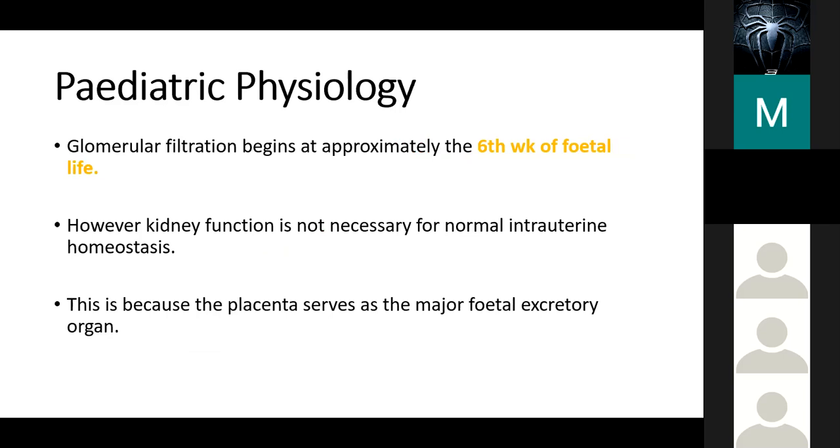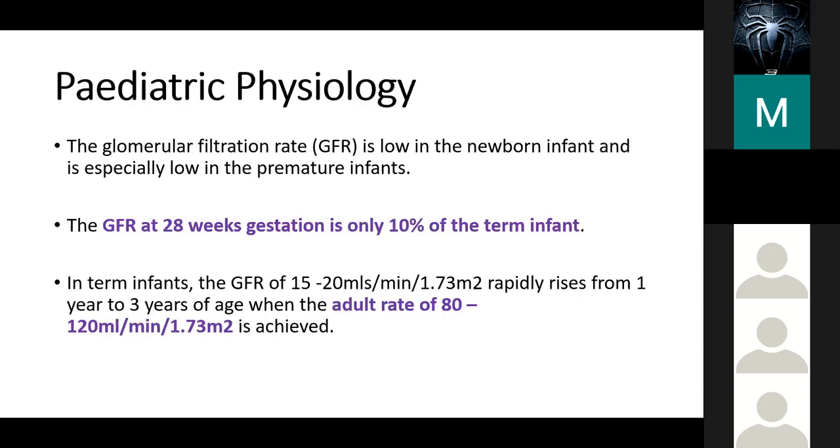All right. So if you look at typically what relates to pediatrics, the glomerular filtration begins in utero, inside the womb, at 6 weeks of fetal life. But the kidney is not functional because the waste substances are taken care of by the placenta. And so kidney function is not necessary for normal intrauterine homeostasis. So the pregnancy can go on all right, even if the kidney is not working well, because the placenta serves as a major fetal excretory organ.